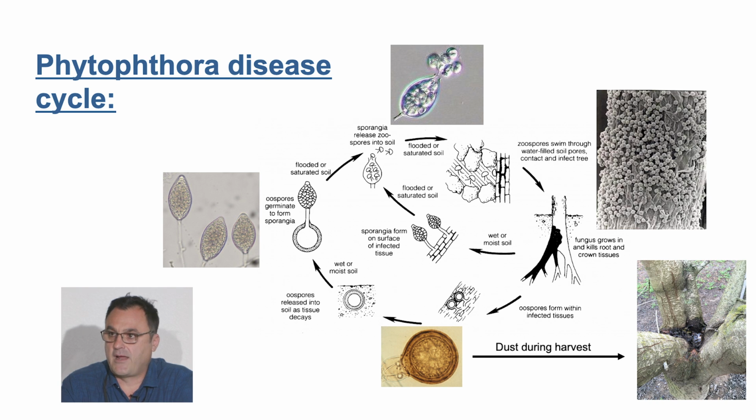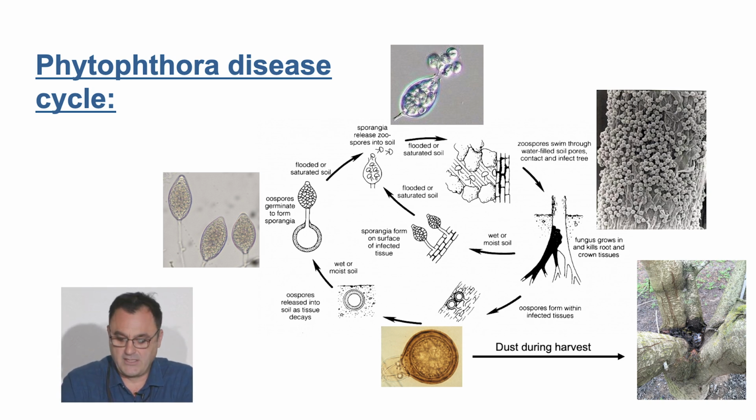We know that Phytophthora are soil-borne pathogens that generally affect the roots, causing root rots. They have an overwintering structure called oospores. They live in the soil, and when the soil is saturated, a sporangium germinates, releasing zoospores that can move through the pores of the soil and get to a root and infect it.